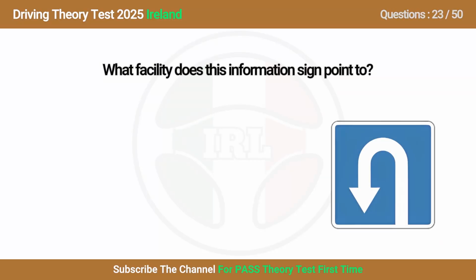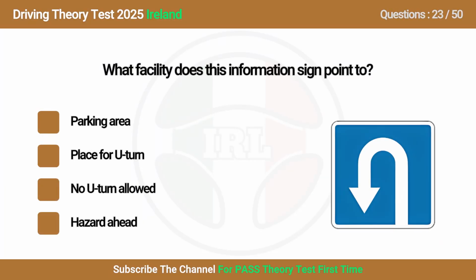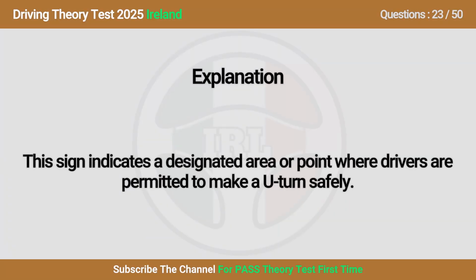Question 23. What facility does this information sign point to? A. Parking area. B. Place for U-turn. C. No U-turn allowed. D. Hazard ahead. Answer is B. Place for U-turn. This sign indicates an area or point where drivers are permitted to make a U-turn safely.